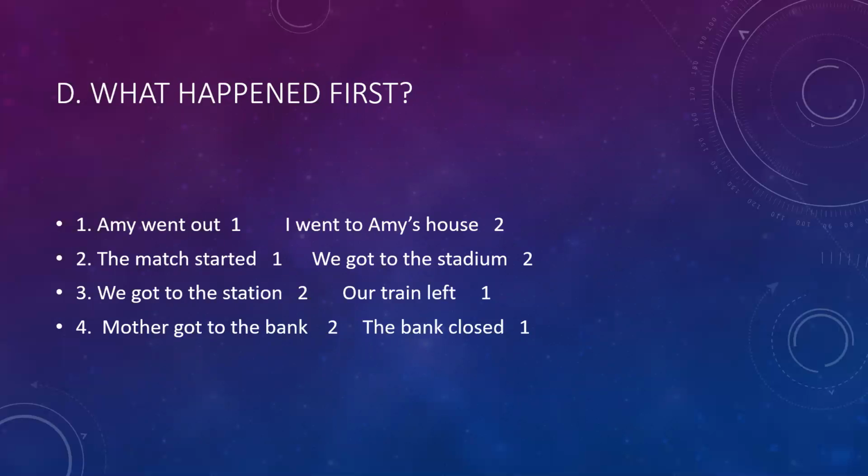We got to the station. This is the second action, and our train left is the first one. Mother got to the bank, second action, and the bank was closed, first action. Now you understand? Now complete your exercises up till 53 and prepare yourself for the next test, inshallah.